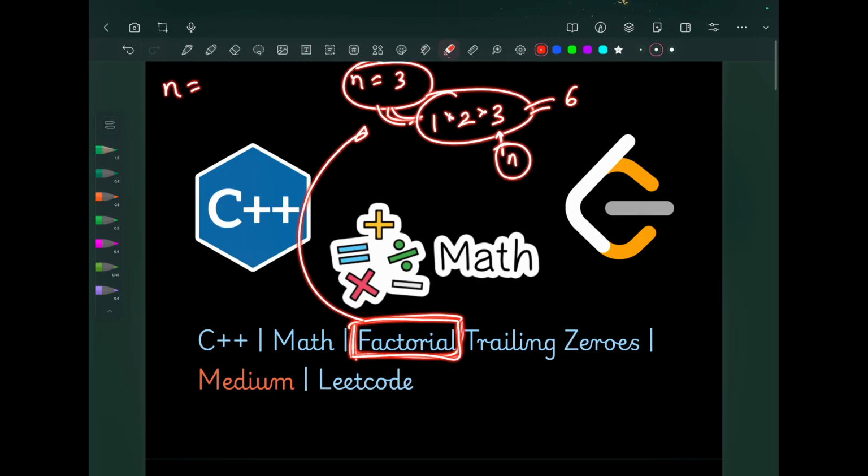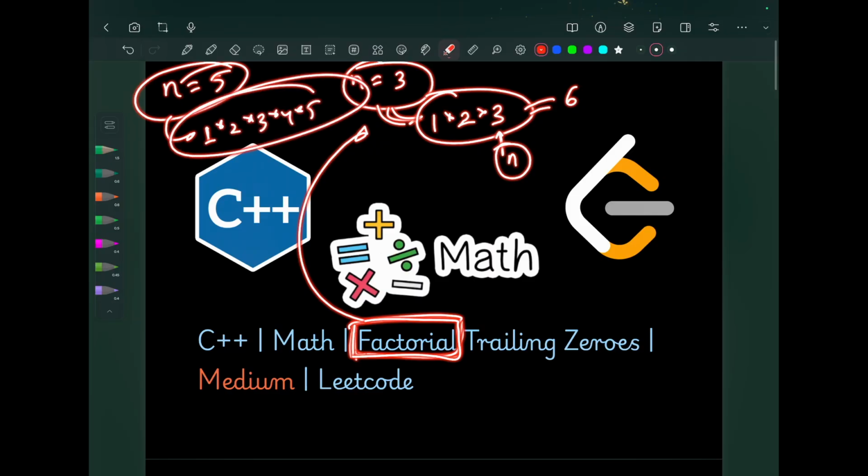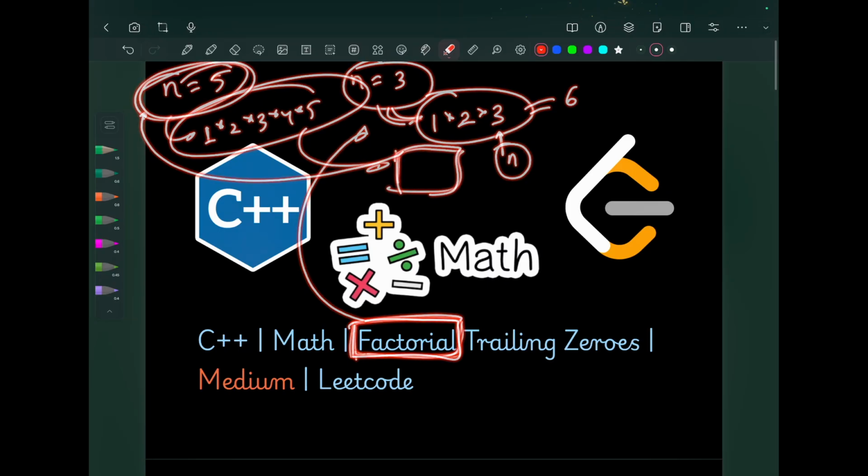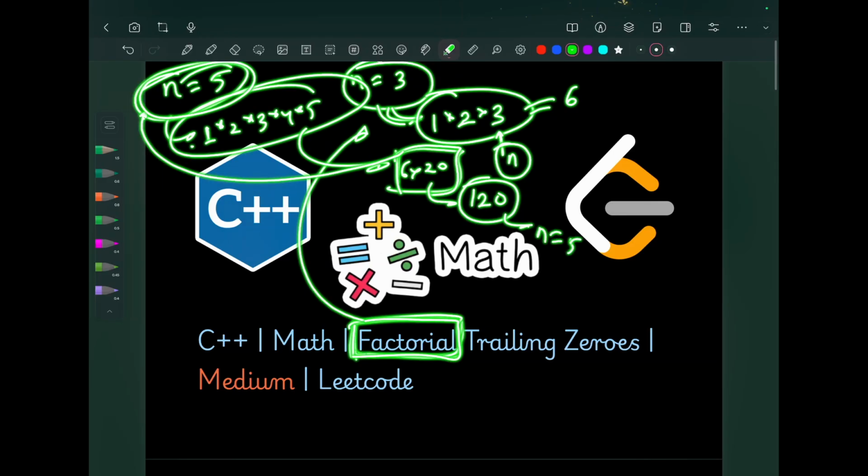Similarly, if you take n equals 5, the factorial will be 1 into 2 into 3 into 4 into 5. Whatever you get here will be the factorial of n equals 5. Okay, now let's say we have 6 into 20, and it is 120 for n equals 5. So for n equals 5 we have factorial 120.